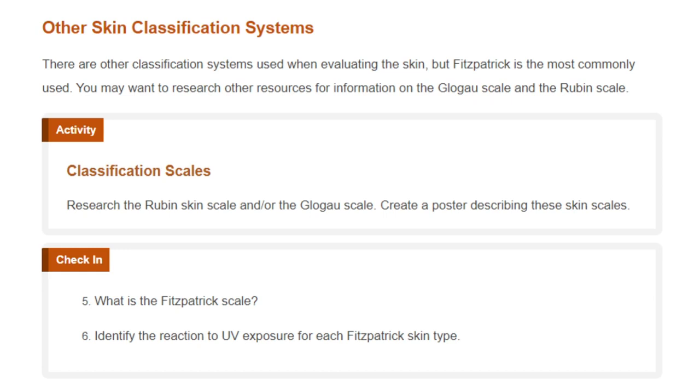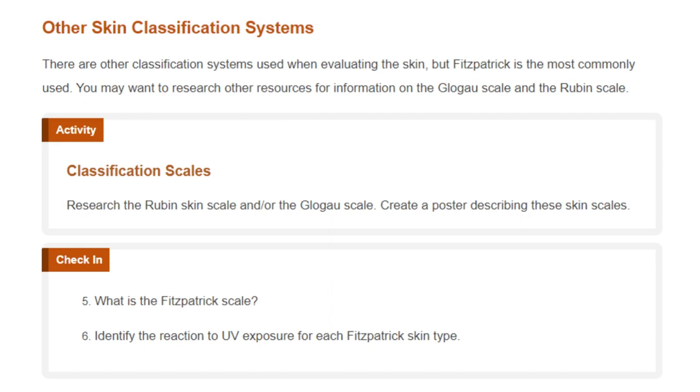Other skin classification systems. There are other classification systems used when evaluating the skin, but Fitzpatrick is the most commonly used. You may want to research other resources for information on the Glogau scale and the Rubin scale. Activity. Classification scales. Research the Rubin skin scale and/or the Glogau scale. Create a poster describing these skin scales.